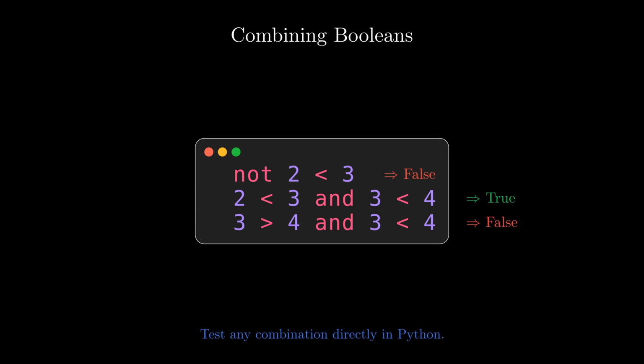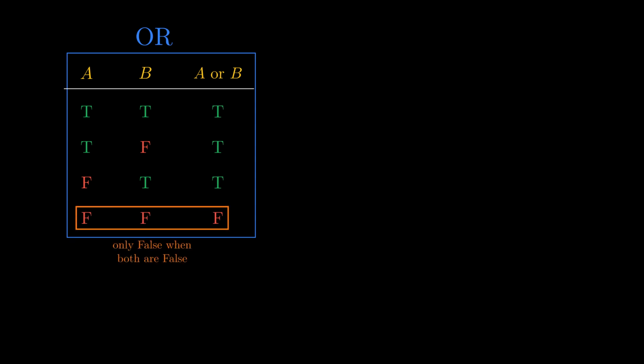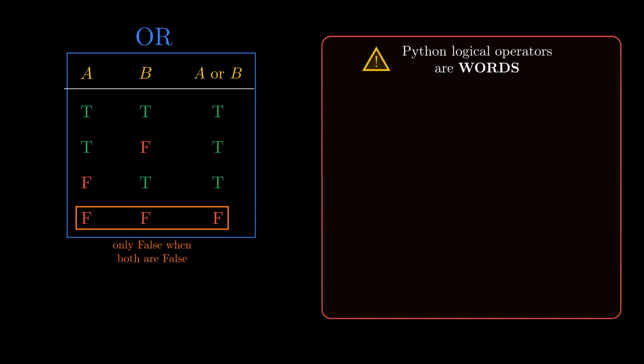You never need to memorize truth tables. Test any combination directly in Python. The word or is the mirror image. It's true when either side is true and false only when both sides are false. So you need just one True input to make an or expression True.